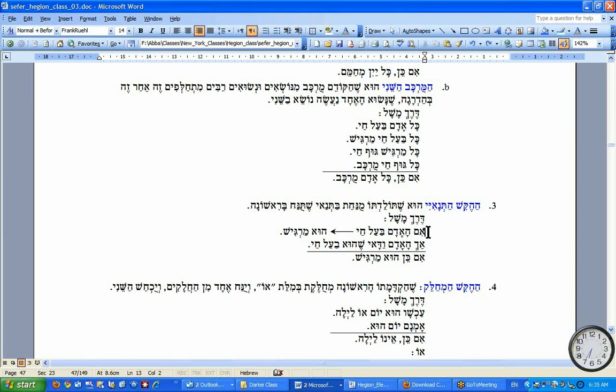So here's the example. Im ha'adam bal chai, if, then hu margish, then he feels. Ach ha'adam vadai shehu bal chai, since A is definitely true, that Adam is a bal chai, therefore he definitely feels. Okay, if A then B, given A, therefore B. All right, simple Hekesh Tolui. We call it Hekesh Tolui in the other sefer.